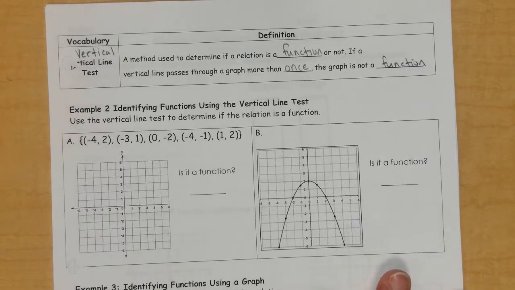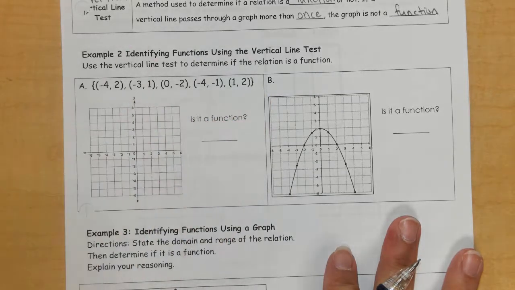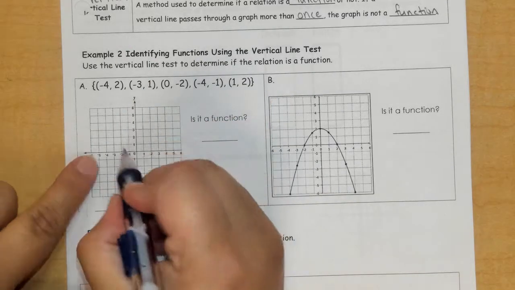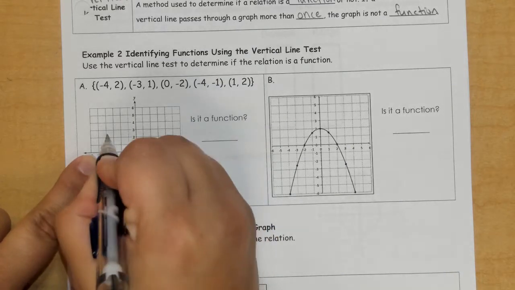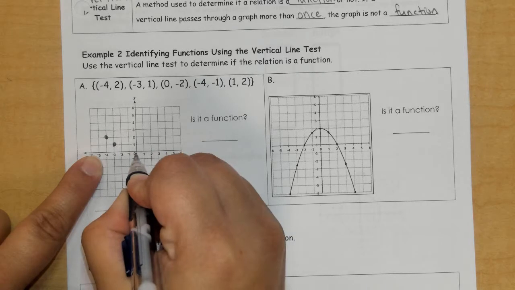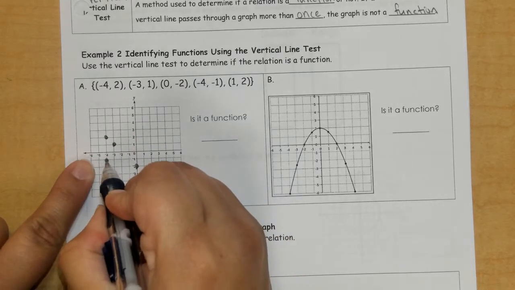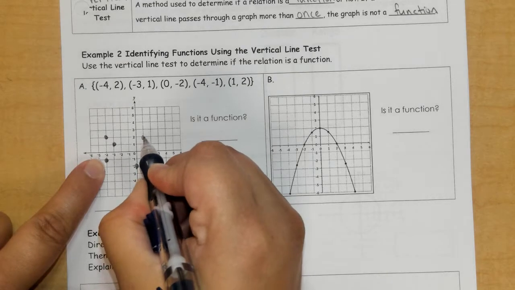So in example 2, you'd want to graph these points first and then determine using the vertical line test if it's a function. So I'm going to go ahead and graph the points: (-4, 2), (-3, 1), (0, -2), (-4, -1), and (1, 2).